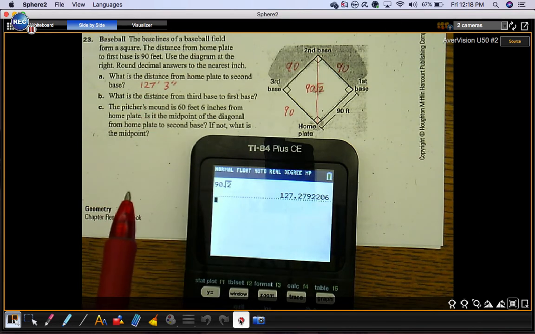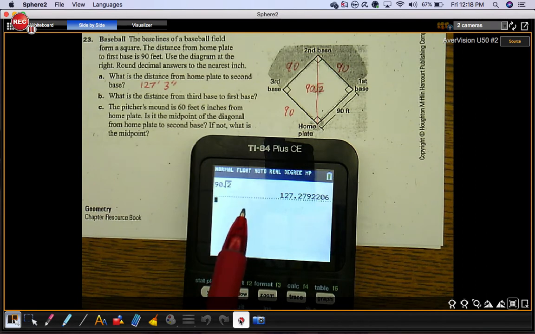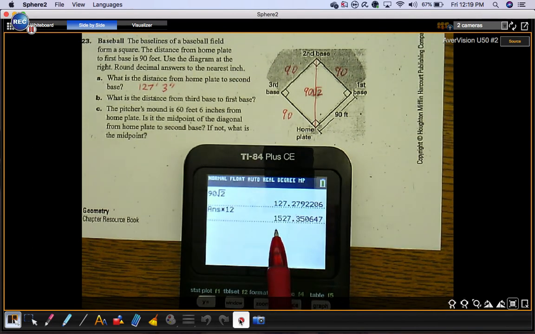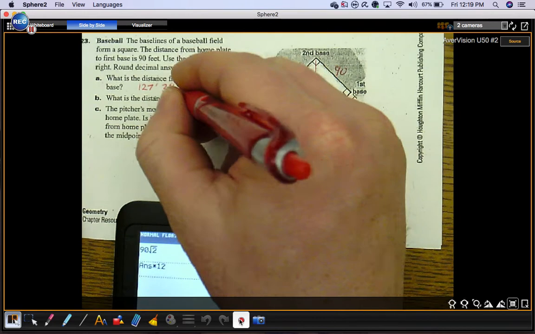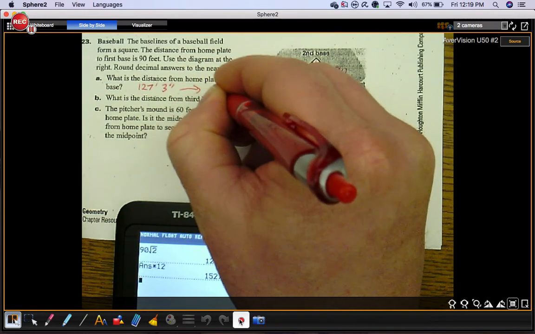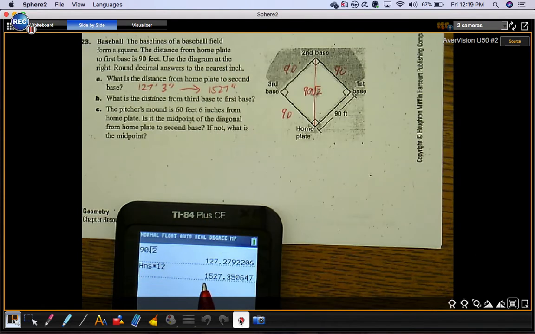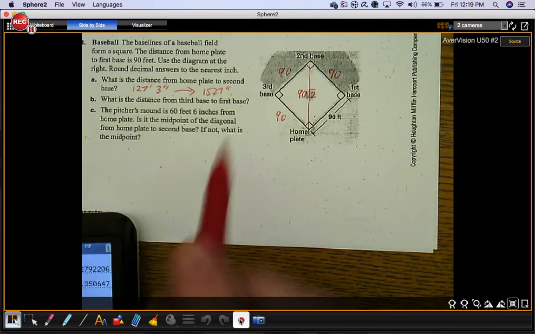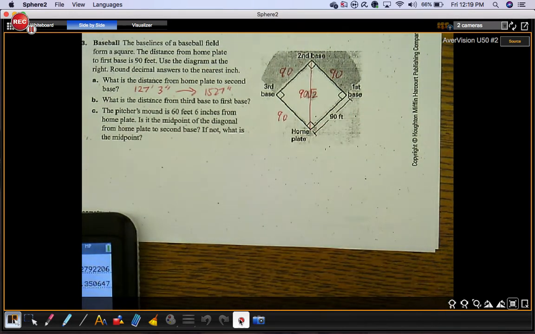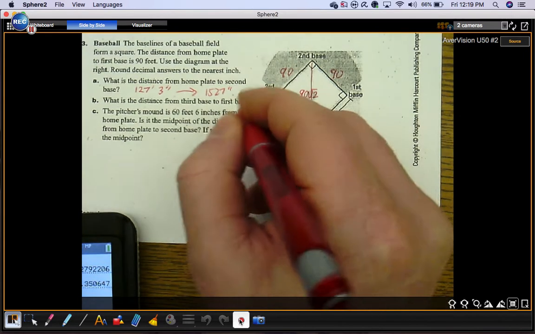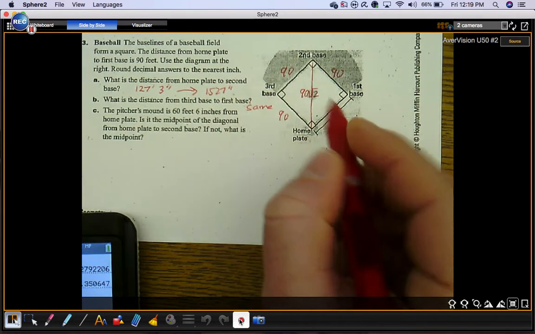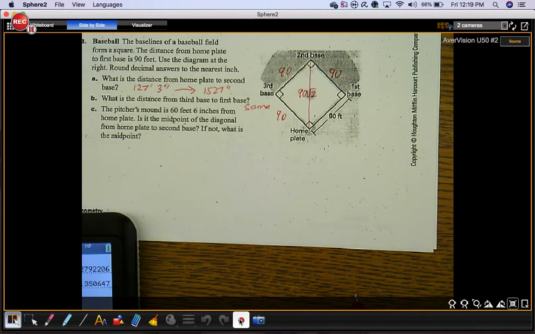Maybe it's better just to make it straight inches instead of feet. Okay, so if there's 12 inches in a foot, if you would just multiply by 12, this is your distance in just inches. Okay, so I'm going to call that 1527 inches because that's the nearest inch. What's the distance from third to first? It's going to be the same thing. It's another 45, 45, 90 triangle made from a square.